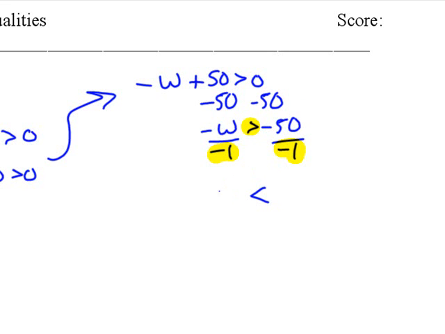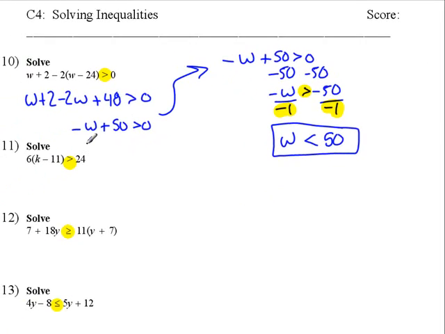Negative divided by a negative is a positive. That's what we want. A negative divided by a negative is a positive. That's what we want. I've got w is less than 50. That's number 10. Let's go to number 11 here.